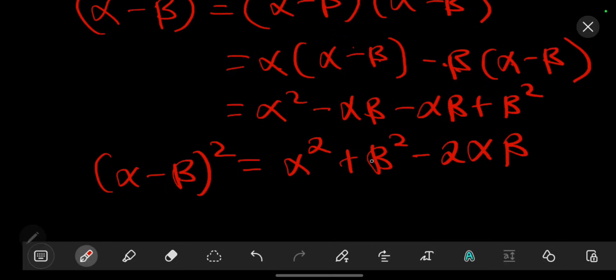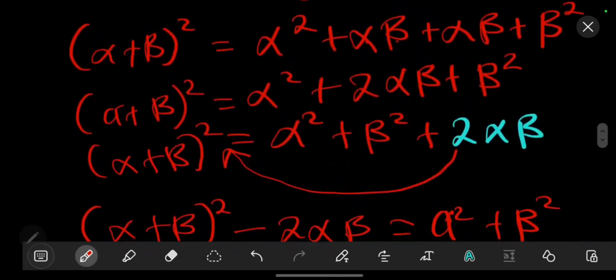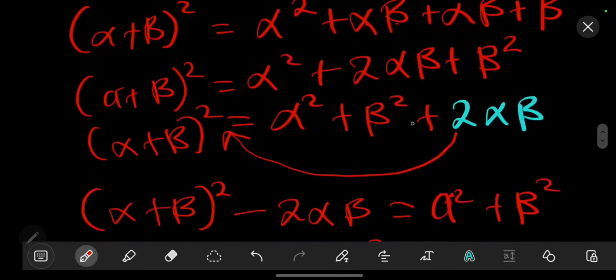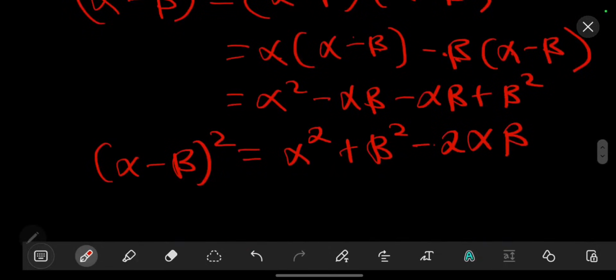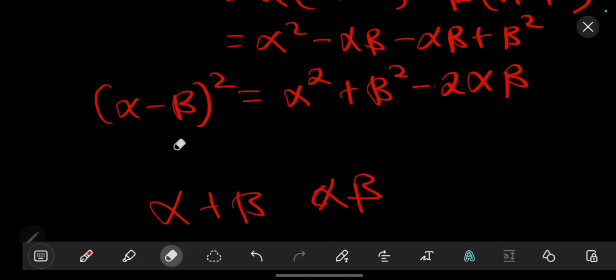So this is our identity for alpha minus beta squared. It's alpha squared plus beta squared minus 2 alpha beta, which is similar to what we got at first, but here it is plus, there it's minus. So now what we are going to do is, under this, what we need is alpha plus beta and our alpha beta. These two are acceptable, but not minus. Minus is not acceptable because we don't know the identity for that one.